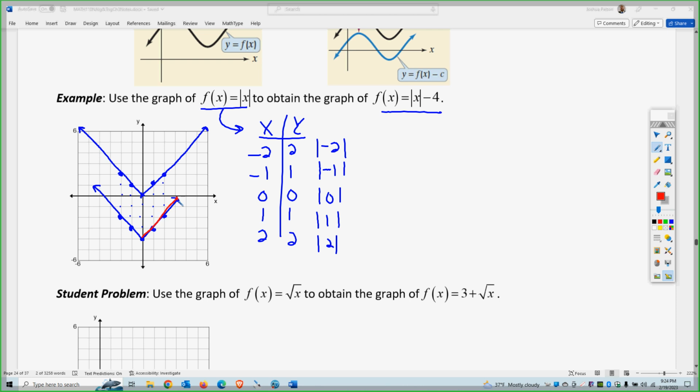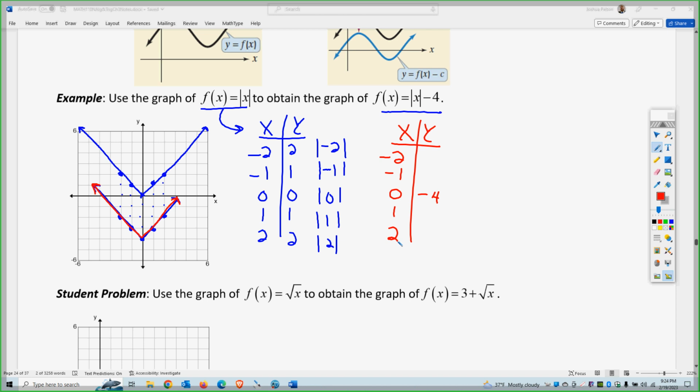I'll make this one red. And it goes on forever, of course. Okay, so what you'll notice about these coordinates, okay, it only affects the y value. So now I have 0, -4, but these don't change: -2, -1, 1, and 2. The x values don't change. They just go down, don't they?